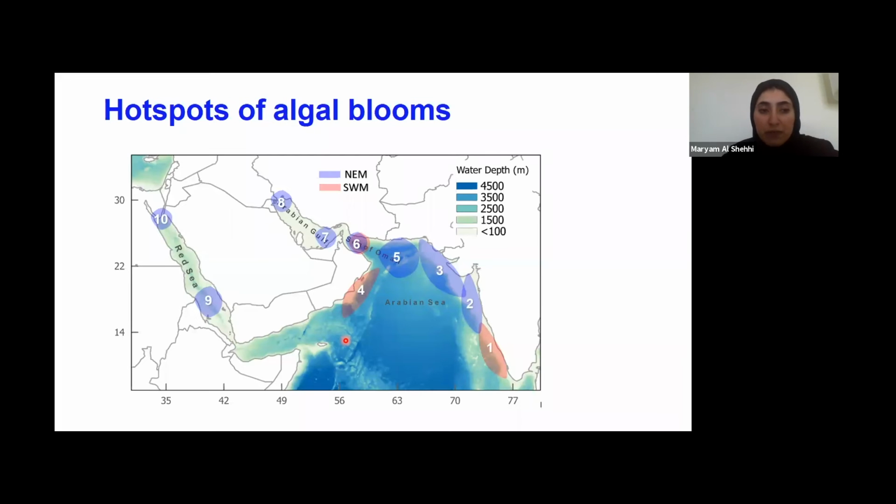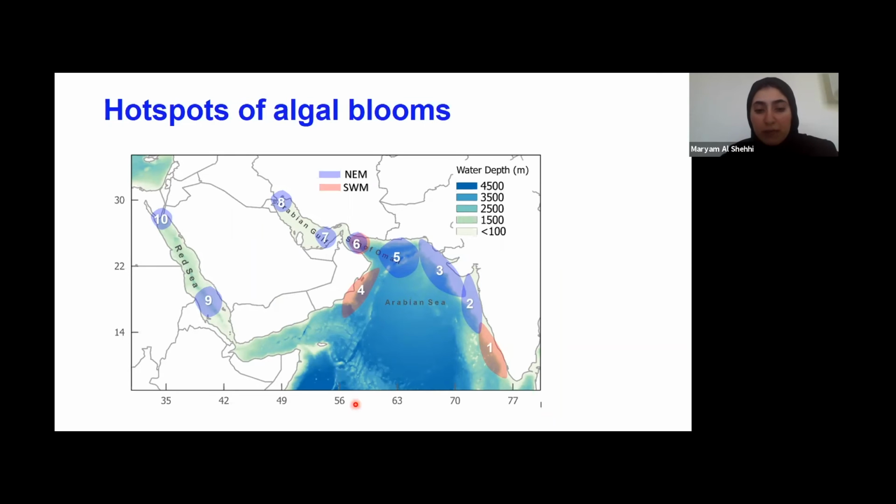However, in the northeast monsoon, we found around 8 hotspot locations, distributed over the coast of India and here near Pakistan, in the middle of the Sea of Oman and Arabian Sea, also inside the Gulf, the northern part of the Gulf, and also in the Red Sea. There are 2 locations. But it doesn't mean that these locations are free of blooms in the other season. No, by this map, we are showing the intensity of the blooms in these seasons.